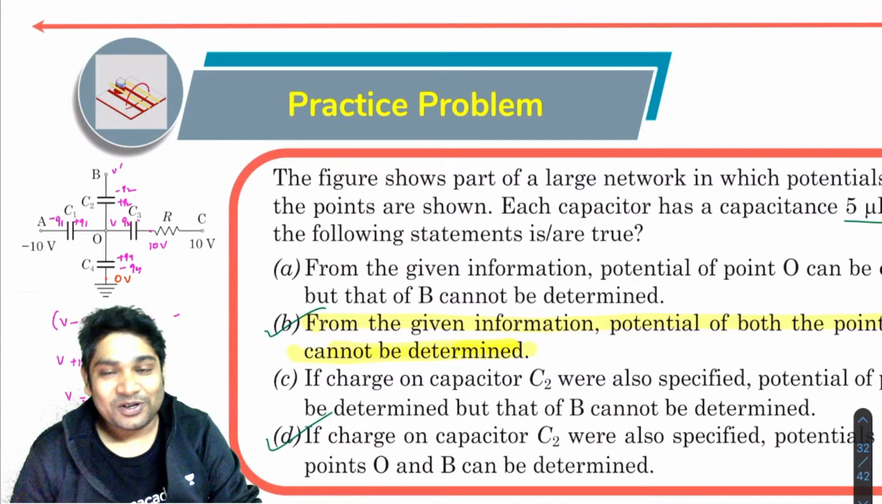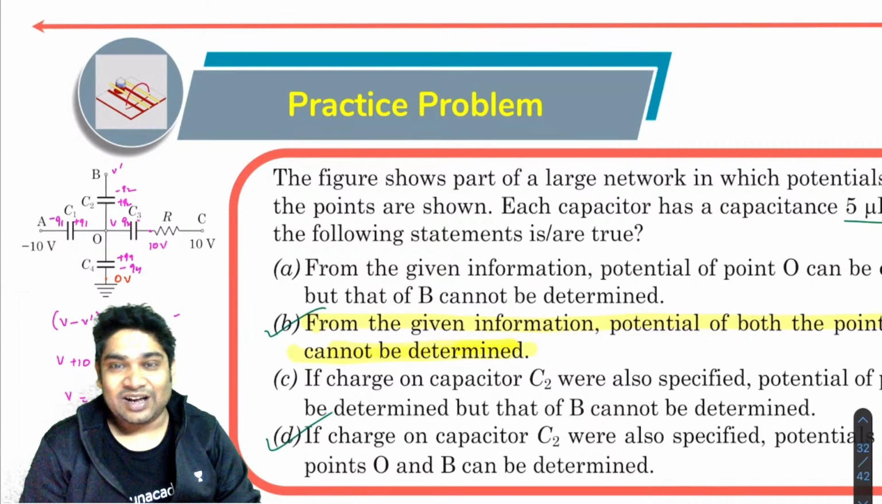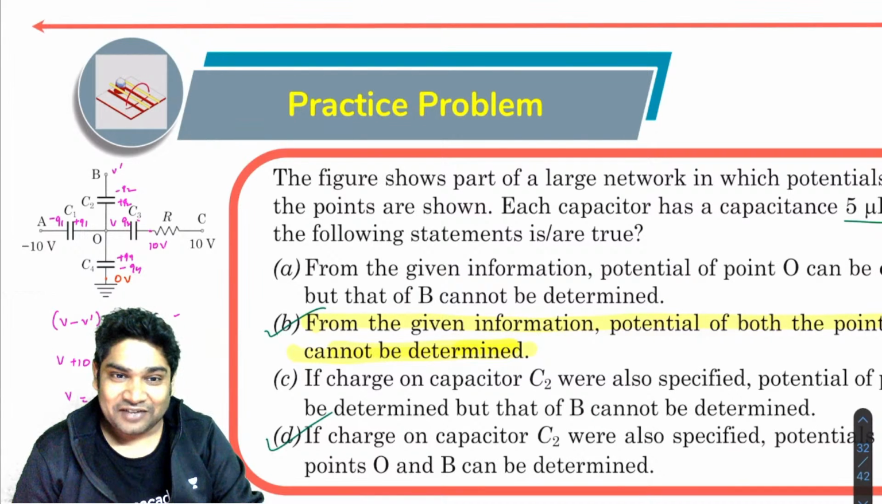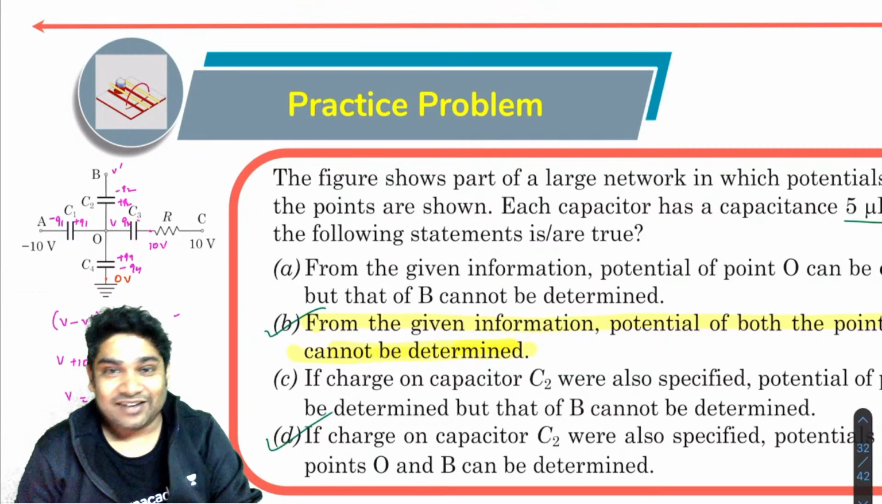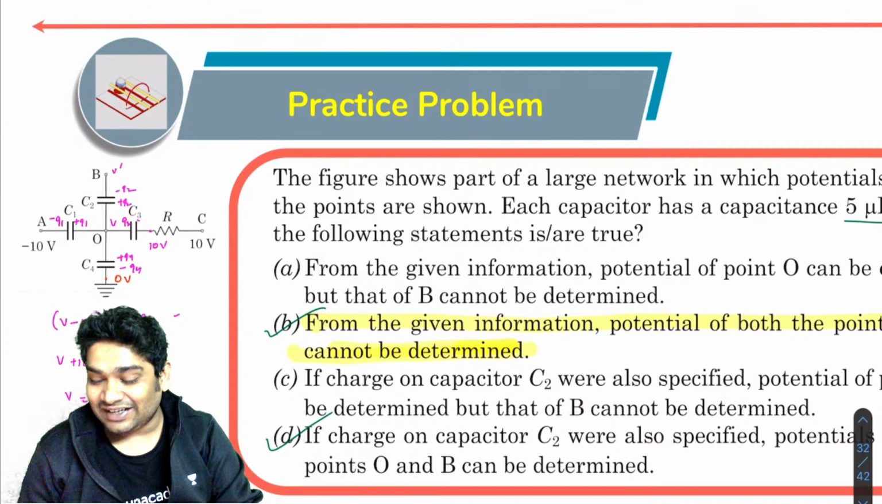That's simple enough. All you have to figure out is how many variables you have and how many equations you can write. If the number of variables is greater than the number of equations, then of course you can't find those values. As simple as that. That is all you have to do.